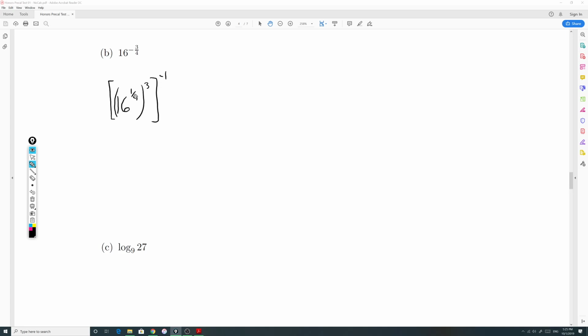So 16 to the 1/4 power, that means the 4th root of 16, which is 2. 2 to the 3rd power is 8. And then 8 to the negative 1 power is 1/8. So if you think through this as 3 distinct steps, you don't show any work, you just write 1/8 and you're done. So pause that if you want to look at it. Otherwise, we'll do the logarithm question.